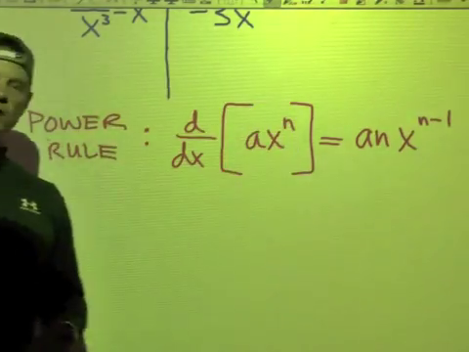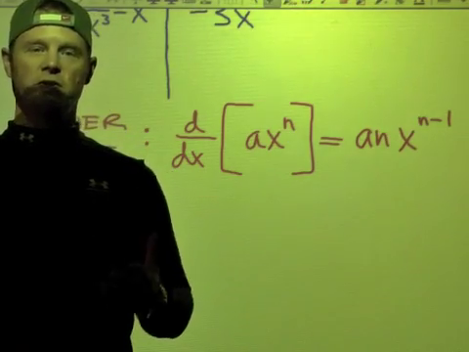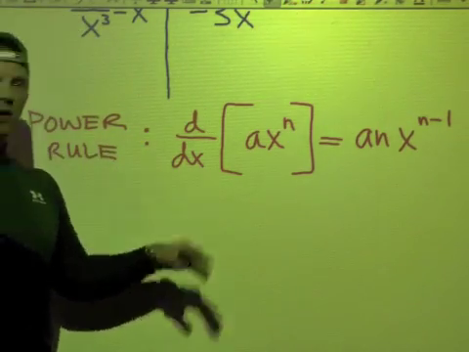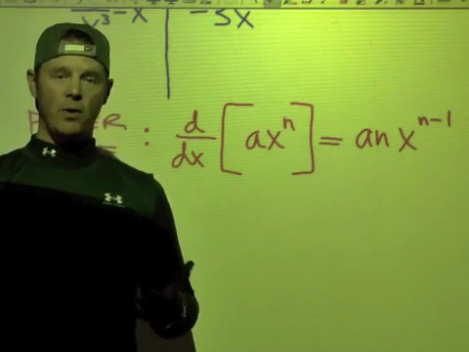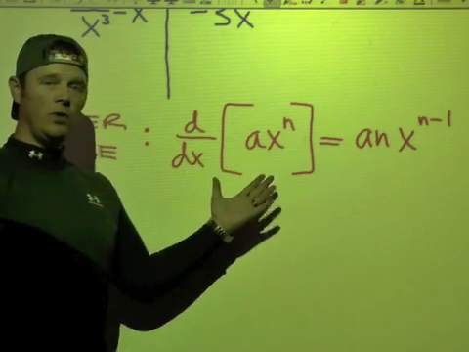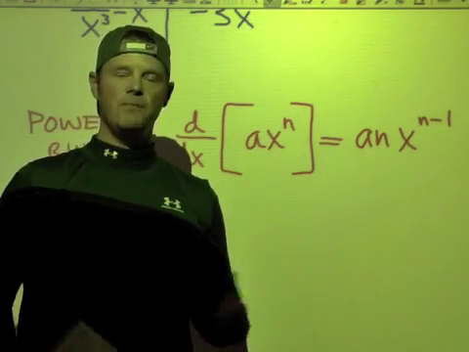Okay? So congratulations, you've learned your first derivative shortcut rule. So whenever you have a power function or a sum or difference of power functions, aka a polynomial, you can use the power rule instead of the limit definition to find the derivative.